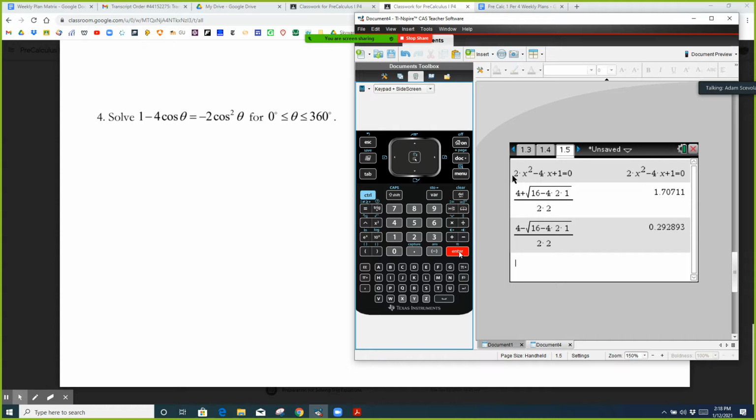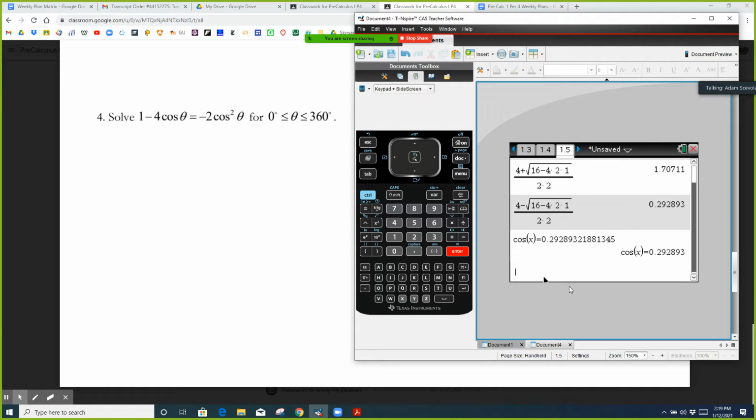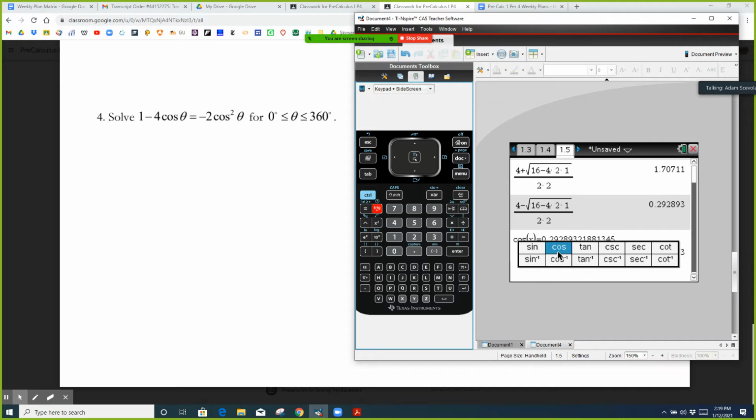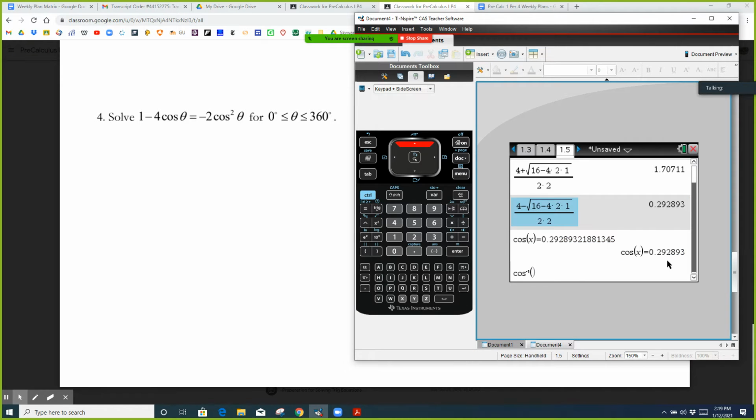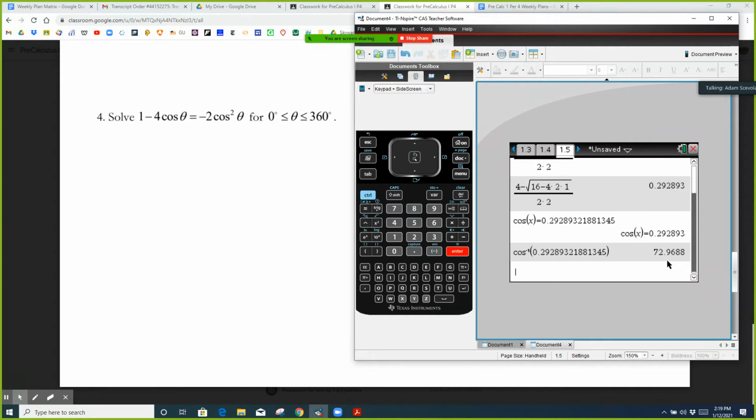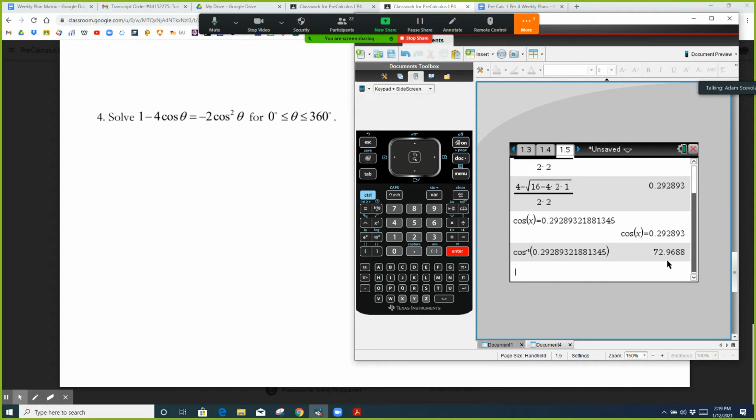All right. And now this solution we could throw away because cosine theta can't equal anything greater than 1 or less than -1. And now we have to find the cosine of x is equal to that. So I'm going to do the cosine inverse of that. Get the reference angle is 72.96 degrees.